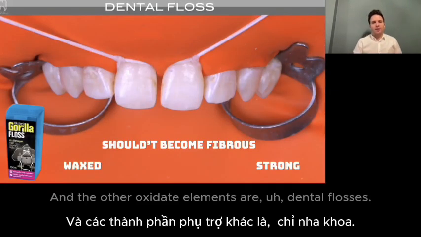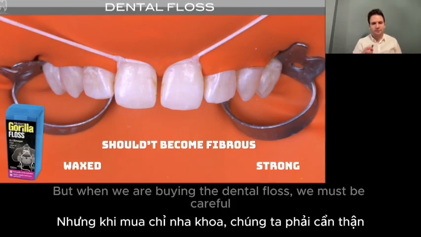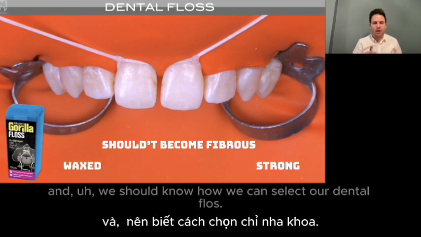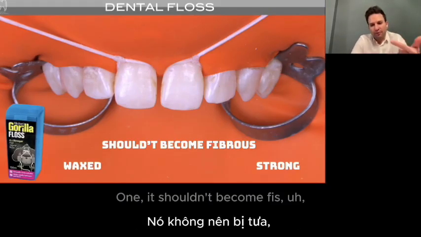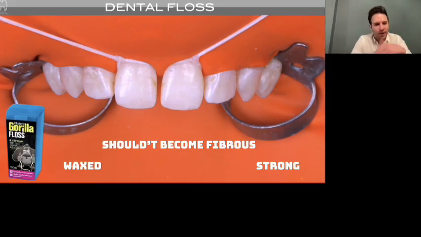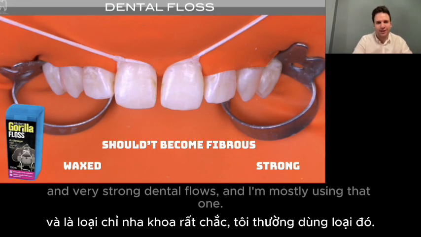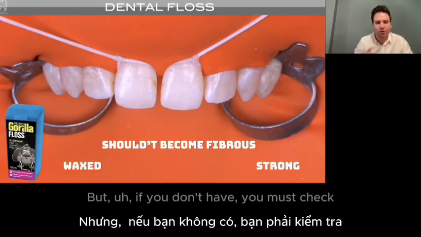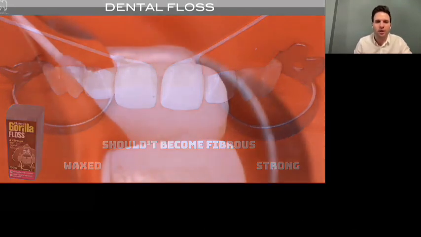And the other auxiliary elements are dental flosses, but when we are buying dental floss, we must be careful, and we should know how to select our dental floss. Firstly, it should be a waxed one. It shouldn't become fibrous, and it should be strong. Actually, over time, I noticed that that brand is very useful and very strong dental floss, and I'm mostly using that one. But if you don't have it, you must check and compare with the other dental flosses in the market, and you can select the correct one.